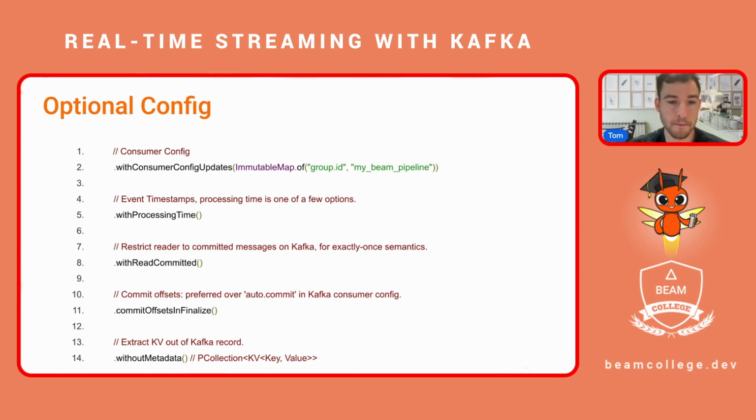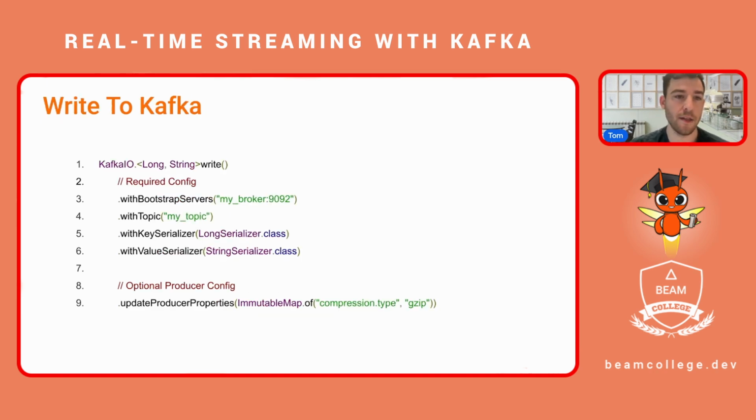Now let's look at how to write to Kafka. We begin with Kafka I/O write. Then we set the required configurations with bootstrap servers, with topic, and with key serializer and with value serializer. We can also include optional producer configurations with update producer properties, as shown here, where we are enabling gzip compression for our messages.